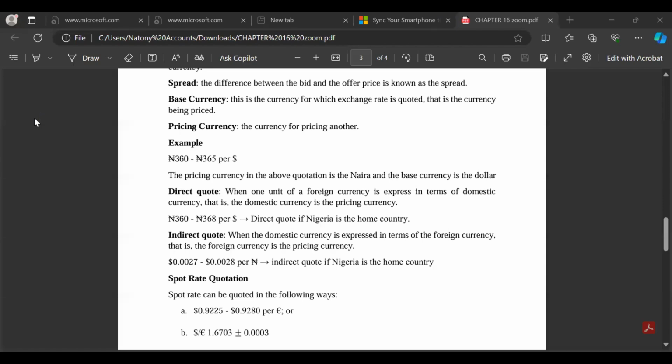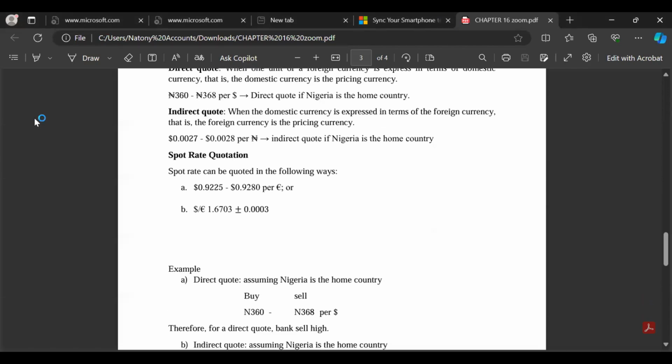Spot rate quotation. How are spot rates quoted? From this first quotation here, we have the first currency, we have the second currency, and we know what the spread will be. From the second quotation here, it is a little bit different. You will need to determine what the spread will be.